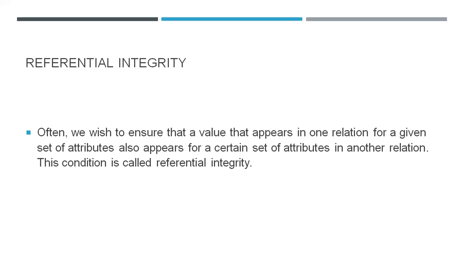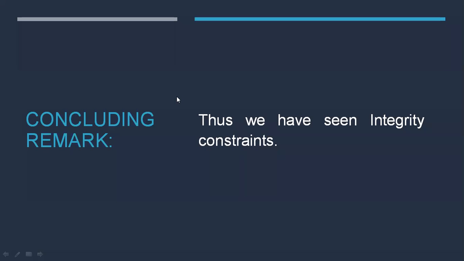That means while referencing data of table B from table A, at that time the data must be taken care of. That is called referential integrity. The name itself indicates that reference will come into the picture. So the concluding remark is that we have seen integrity constraints.